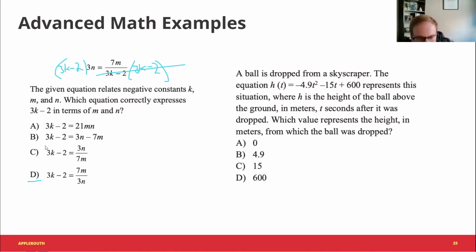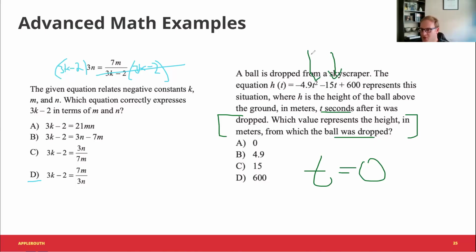The other question is going to make people think more of physics class probably, which it can, but it shouldn't. Just know what you're solving for. What is the height from which the ball was dropped? Well, at the moment the ball was dropped, 0 seconds have passed. They are just simply asking you to plug in 0 for t, which is x. And in this case, not always, depending on the form, but in this case, the y-intercept is indeed 600. And that would be your answer.